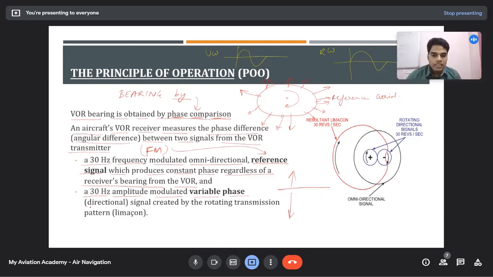Okay, this is a variable phase directional signal created by rotating the transmission pattern. But there is a word called limacon. Now, what is limacon? Remember in NDB, I told you that when you send current in a circuit, a radio wave is formed. That radio wave will give you what? It will give you a polar diagram.